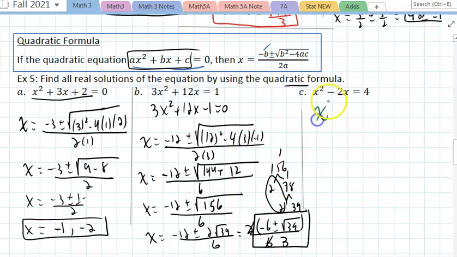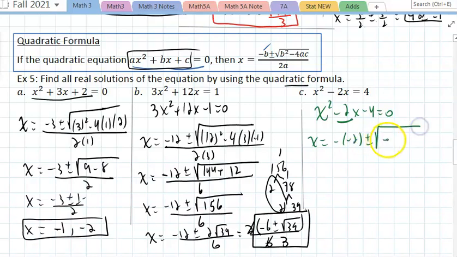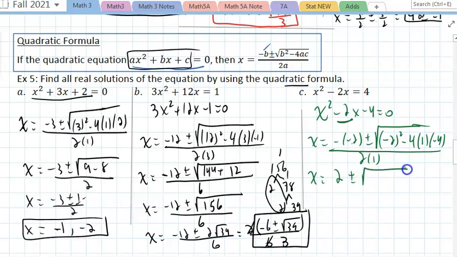Same deal happens here. I get everything on one side, 0 on the other side. And I would say x equals negative b, but b is negative 2. So minus a negative 2 plus or minus the square root of negative 2 squared minus 4 times a times c, all over 2 times a. X would be the opposite of negative 2, which is 2. Here I'm looking at 4 plus 16. That is the square root of 20.